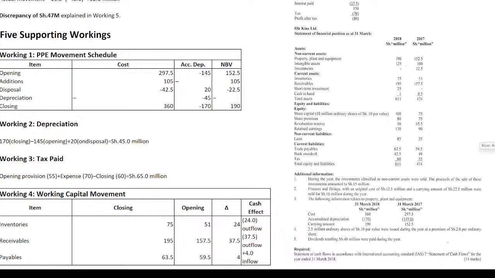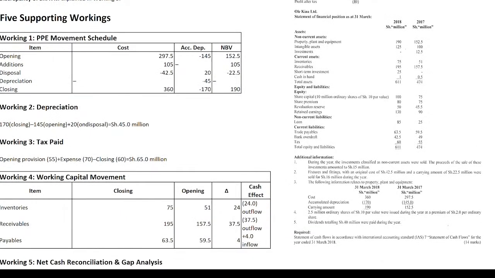Then we go to the working capital movement. So it involves the 3: inventory, receivables, and the payables. For the inventories, closing 75, we have the opening, which is 51. So the change is 24 there. So that means it's an outflow. Then for the receivables, closing 195, opening 157, you have positive. So the same, that is an outflow. And if it's an outflow, when you come to cash flow, you are going to subtract that.